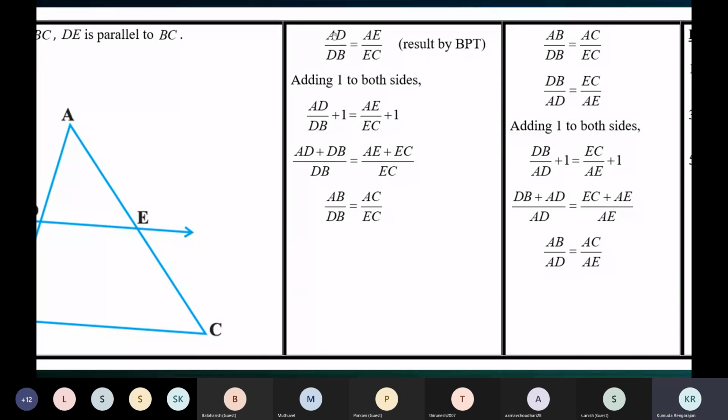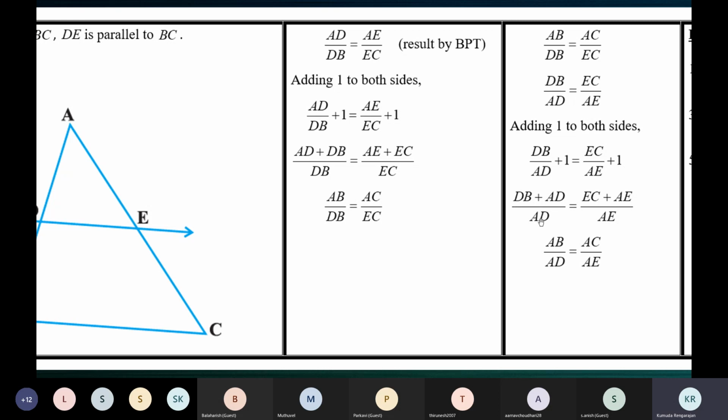For that, go back to the main result. Take reciprocals on both the sides. So you get DB by AD is equal to EC by AE. Now add 1 to both the sides. First you take the result as it is, add 1 to both the sides, you get a new result. Then this main result, take reciprocals on both the sides, and then add 1. So DB by AD plus 1 is equal to EC by AE plus 1.